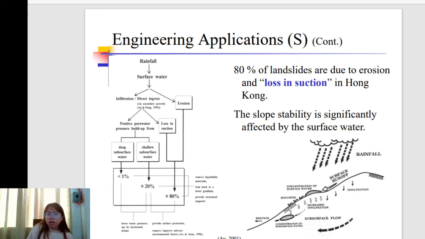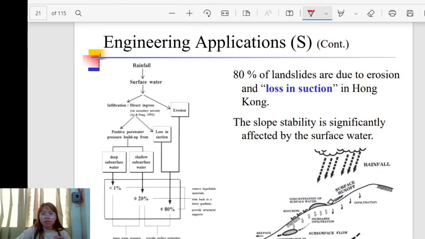For the continuation of the engineering applications, 80% of landslides are due to erosion and loss of suction in Hong Kong. The slope stability is significantly affected by the surface water. So we have this representation of the rainfall. Then that rainfall will go into the surface, that will be called surface water, and it will infiltrate. Now there is infiltration. We have this.